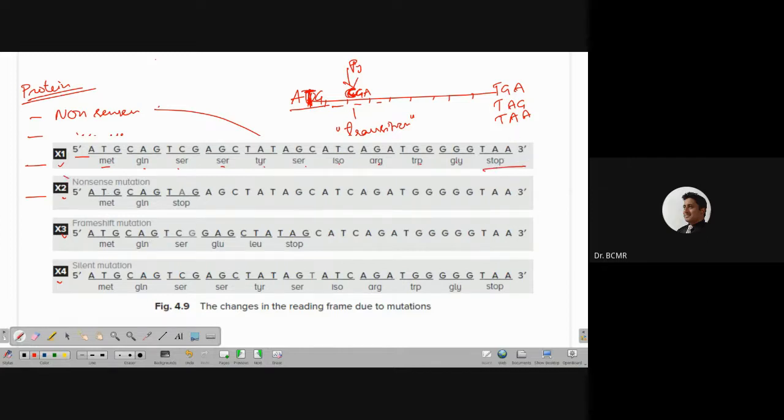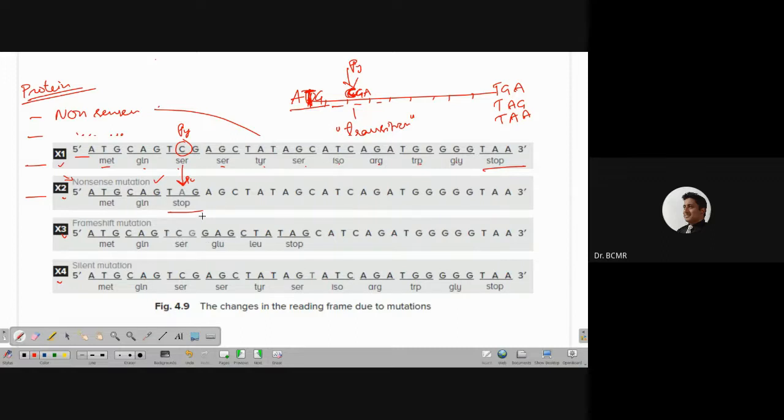So in nonsense mutation, the C here has undergone a, what did it undergo? It is a point mutation, it is a substitution, and what kind of mutation is it? Transversion. That's right. A pyrimidine has become a purine, adenine, and that is a stop codon, TAG. Okay, so that is a nonsense mutation.